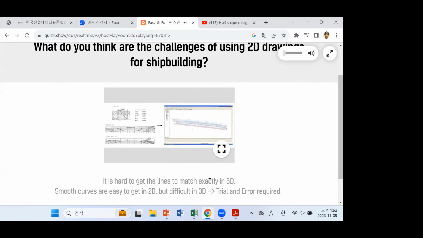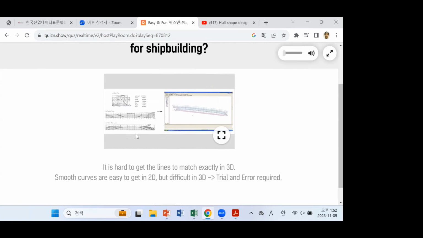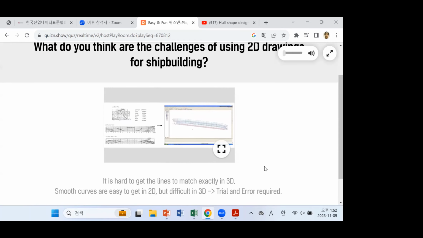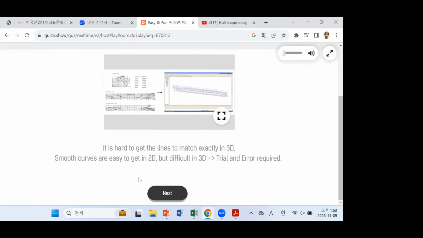So I see it's very similar to yours. It is hard to get the line to match in 3D exactly. And in terms of fairing, the smooth part is easy to get in 2D but difficult in 3D. So if you use a 2D drawing, trial and error is required to perfectly fit and make a smooth line.